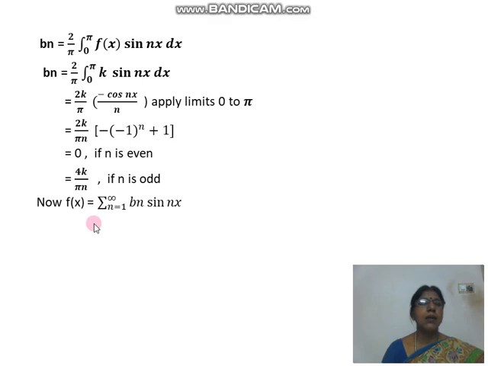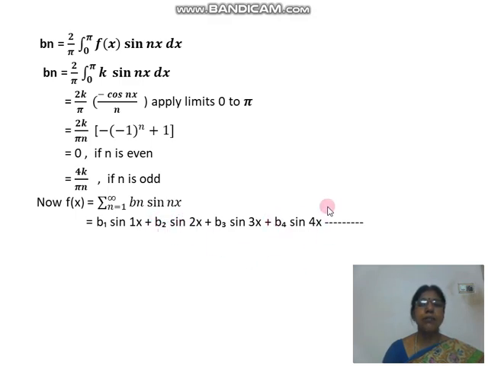Now f of x is equal to sigma n is equal to 1 to infinity bn sin nx. You observe for n even, bn is 0, which means n is even means 2, 4, 6. That means b2 is 0, b4 is 0, b6 is 0 and so on. Only b1, b3, b5, the odd suffixes, are valid here. Now substitute n is equal to 1, 2, 3, 4. You get f of x is equal to b1 sin 1x plus b2 sin 2x plus b3 sin 3x plus b4 sin 4x. Out of this, b2 is 0, and 0 into anything is 0, so the second term is 0. b4 is 0, so the fourth term is 0.